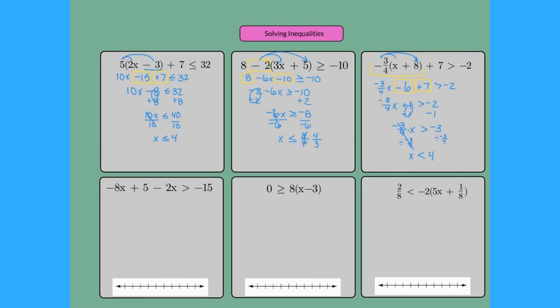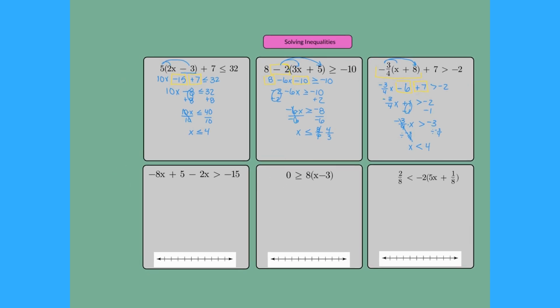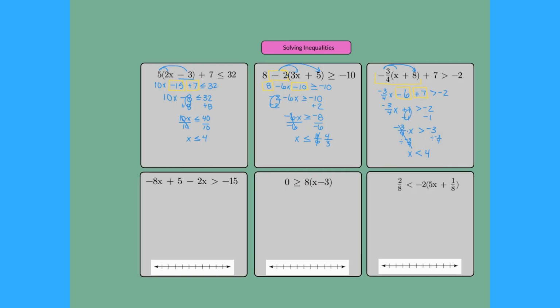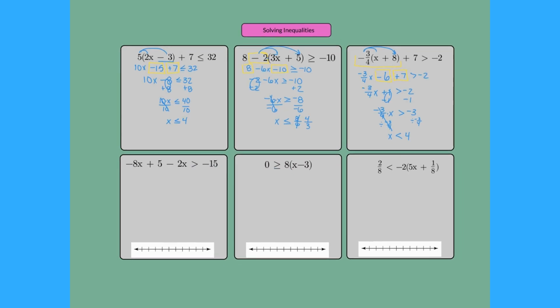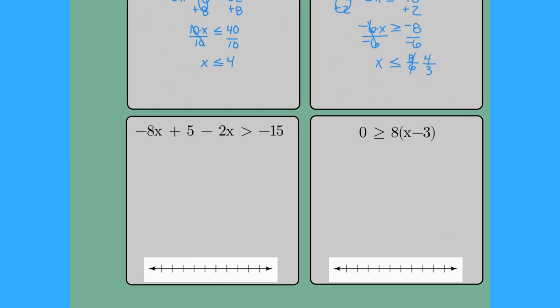And then let's look at this next one. So this one, we have like terms like we did before. However, our like terms have the x values instead of the constants. So these are still like terms, negative 8x and negative 2x. I can add those like terms.